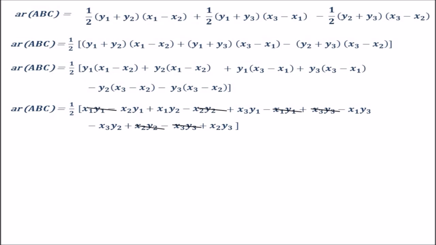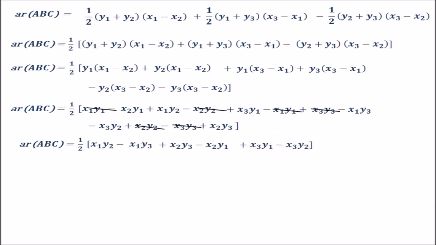Now area of triangle ABC equals half. First we will write the quantities having x1 together: x1 y2 minus x1 y3, plus, now we will write the quantities having x2: x2 y3 minus x2 y1, and finally the quantities having x3, plus x3 y1 minus x3 y2.